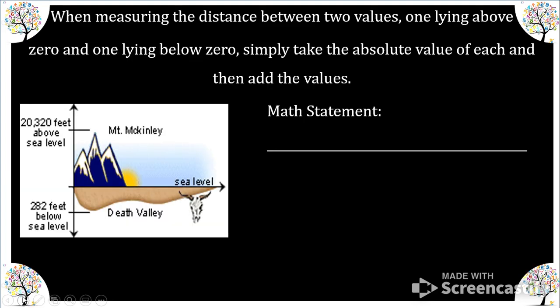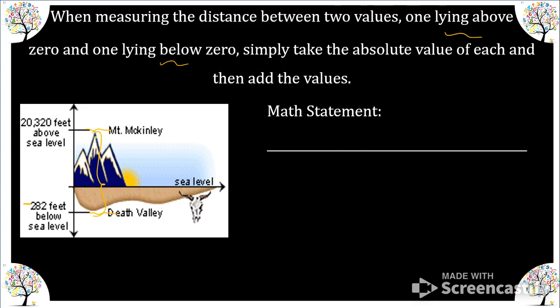Okay, this is the last part. So remember, when you are measuring the distance between two values, one above and one below 0, we're going to take the absolute value of each and then add the values. So if we were asked to find the distance between Mount McKinley, 20,320 feet above sea level, and Death Valley, which is 282 feet below, so I'm going to put a negative to represent that, and we are asked to find the distance.